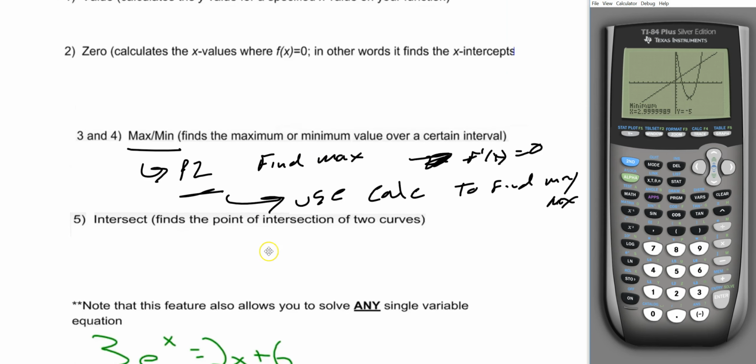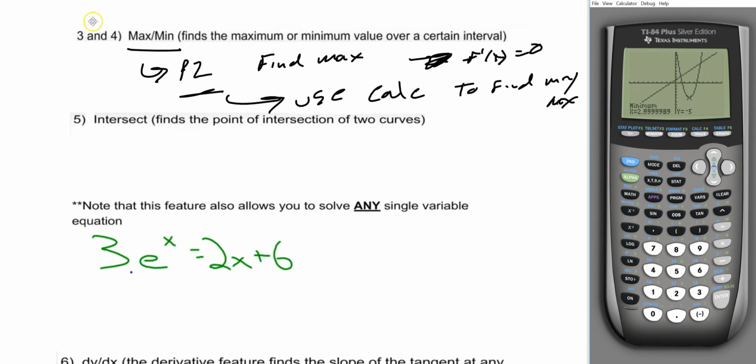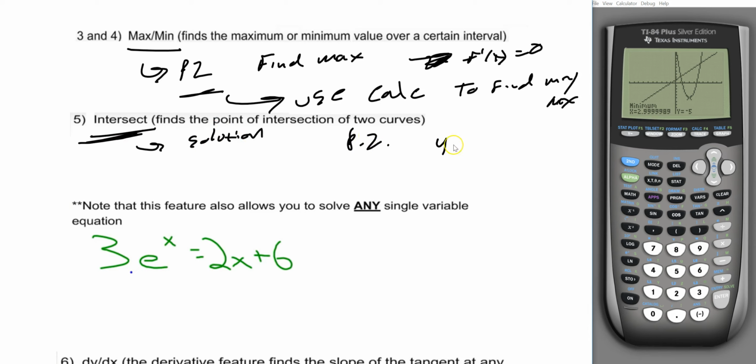Now, one of the most important features, intersect. They want you to intersect two things. And we're going to use this a lot. Anytime you want to find a solution to stuff, you want to find the intersection, right? In paper 2, you got to use a calculator. So just go y1 equals y2 and find the intersection.